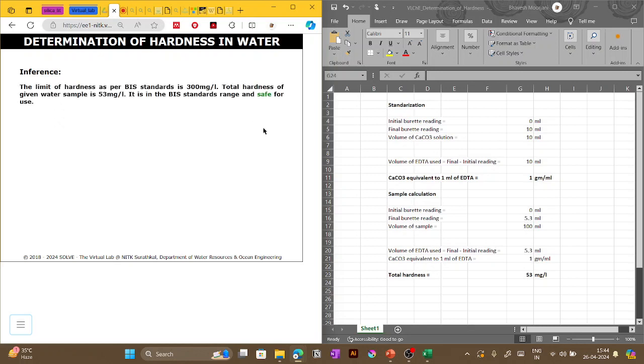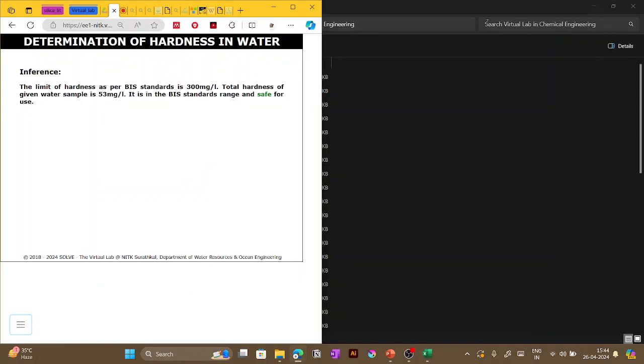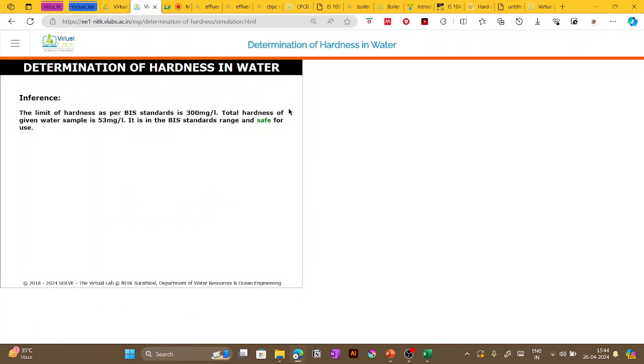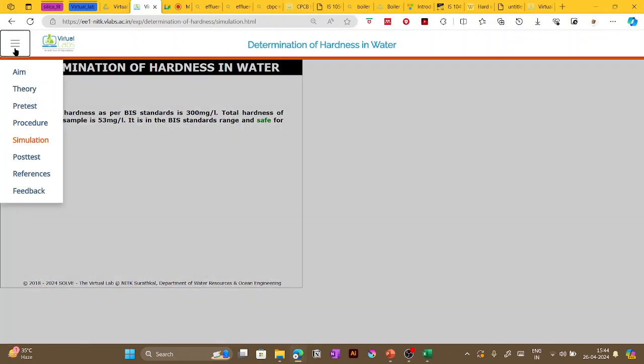Yes. And this water's hardness is less than the 300 milligram, so it's safe according to BIS standard, right? So this is how you perform a basic experiment of measuring the hardness. You can do it multiple times, you will get slightly different values.